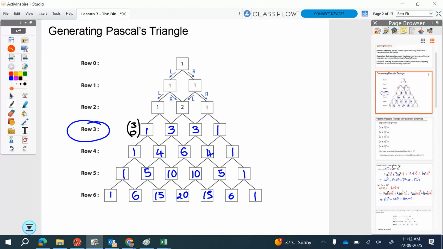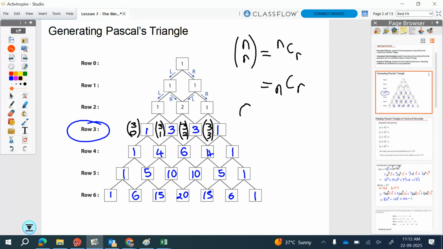So we are starting off with row 3, column 0, row 3, column 1, row 3, column 2, and row 3, column 3. So we have a referencing system like this one, where I'm using a binomial coefficient, where we have n comma r as our values. So we can write it like this. You're going to see it written like this. This is how the IB writes it, this is how the AP writes it, and this is how the calculator writes it.